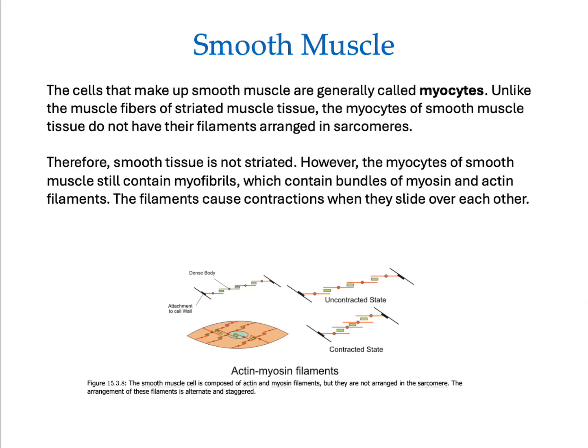Smooth muscle. The cells that make up smooth muscle are generally called myocytes. Unlike the muscle fibers of striated muscle, the myocytes of smooth muscle tissue do not have their filaments arranged in sarcomeres. Therefore, smooth tissue is not striated. However, the myocytes of smooth muscle still contain myofibrils, which contain bundles of myosin and actin filaments. The filaments still cause contractions when they slide over each other.